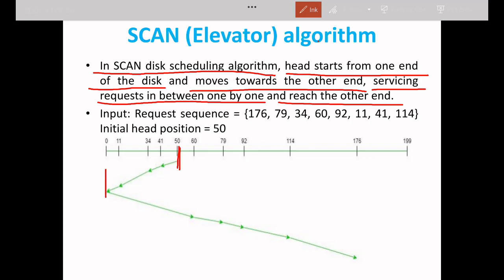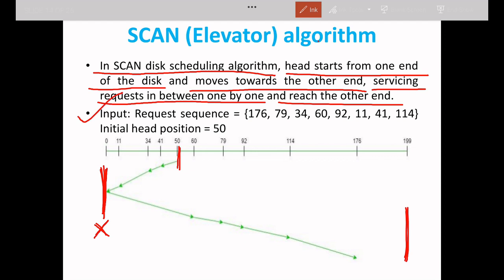What is the problem here? I am reaching the end position even though it is not my request. 0 was not my request, but I am reaching the end position. This is the problem in SCAN. You are reaching the end position, which means you have to scan everything. So this is also the same problem.